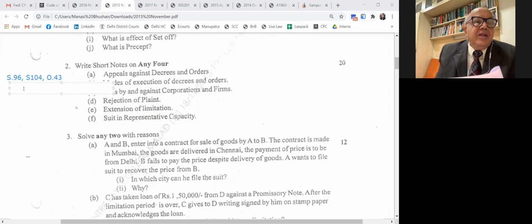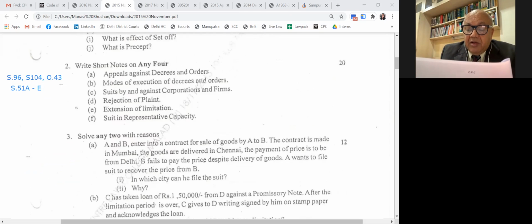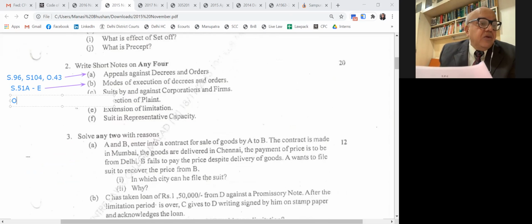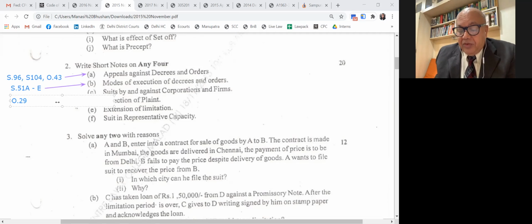We have read delivery of possession, attachment, and after attachment, appointment of a receiver. We saw all that, and any other mode the court directs. Please read Section 51. Then suit by or against a corporation and firm. That is Order 29. When a suit is filed by or against a corporation, the pleading is to be signed by the officer, isn't it? Signed by the officer.